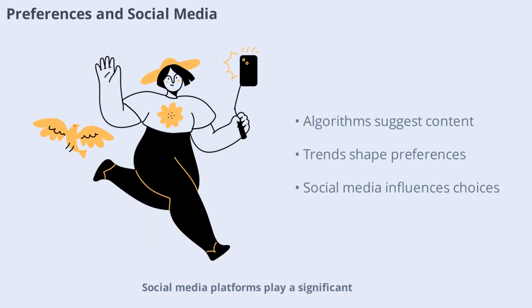Social media platforms play a significant role in shaping and reflecting preferences. Algorithms analyze user behavior to suggest content, products, and connections, influencing what people like and consume. This feedback loop can amplify certain preferences and trends, impacting both individual choices and broader market dynamics.